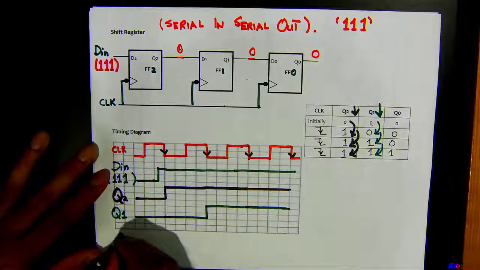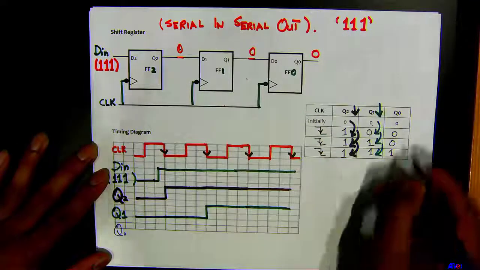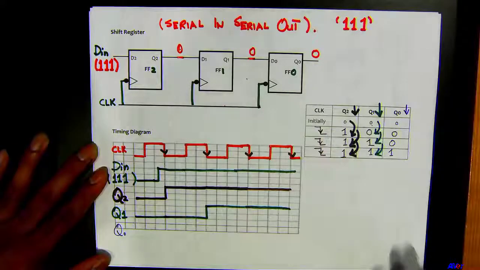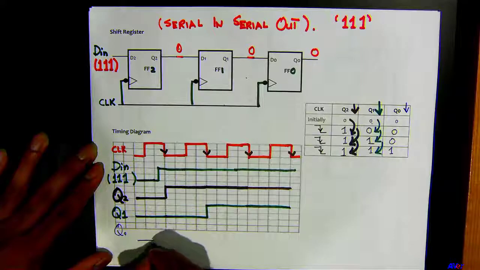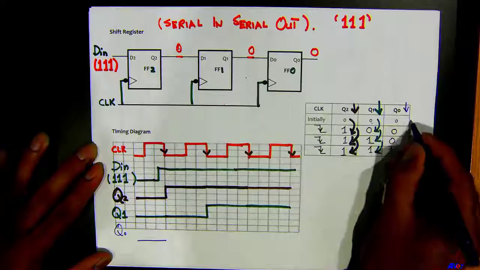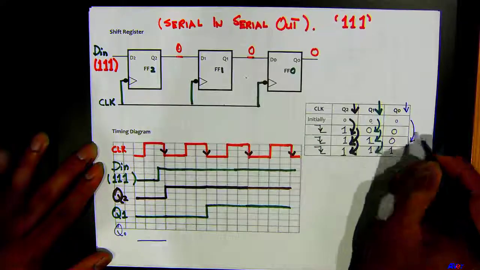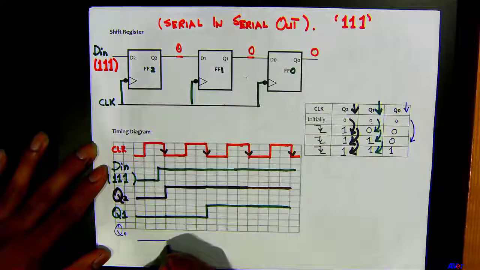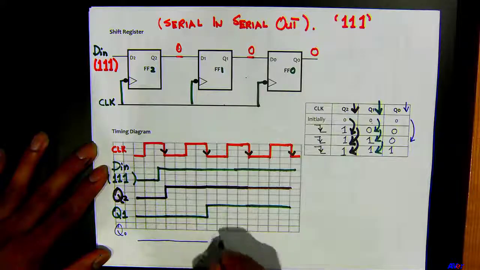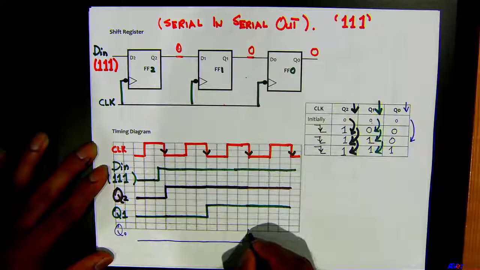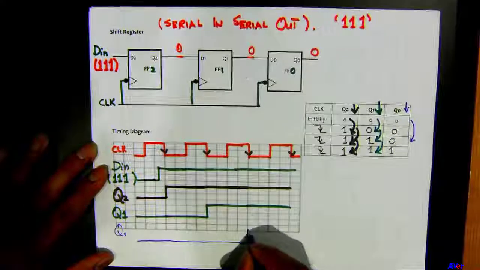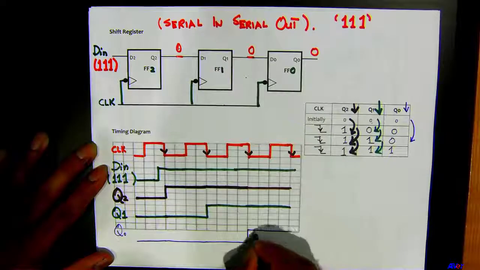And then we have Q naught. So we're looking at this column right here. Initially it's 0. And then for 3 clock cycles it's basically 0, 1, 2, and then this is where it goes up and it stays 1.